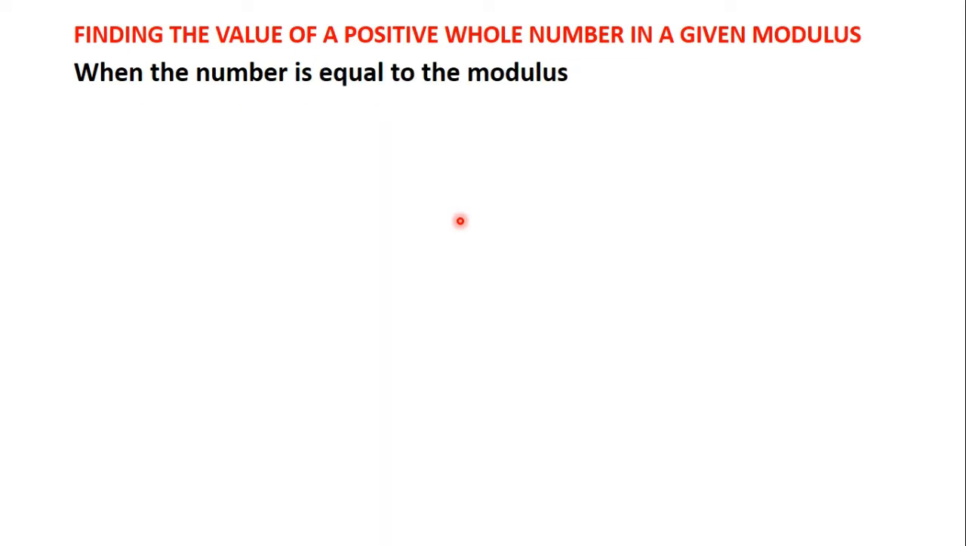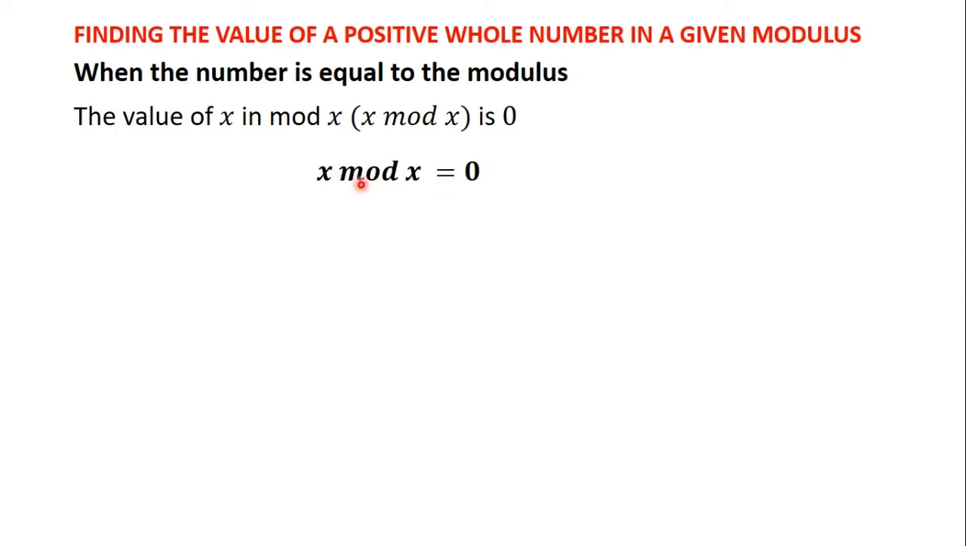Let's consider the second condition. When the number is equal to the modulus. The value of x in mod x, which is written as x mod x, is 0. So x mod x is equal to 0. This means that when the number is equal to the modulus, then the value of the number in that modulus is 0. So the number x is the same as the modulus, which is x. So x mod x will give us 0.